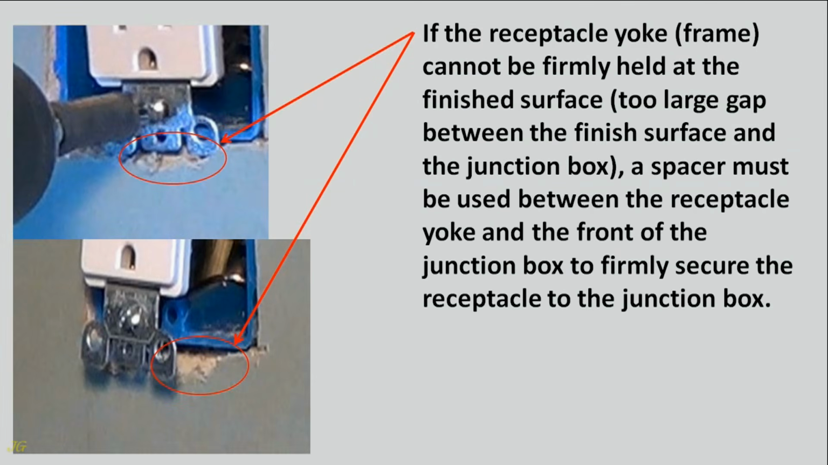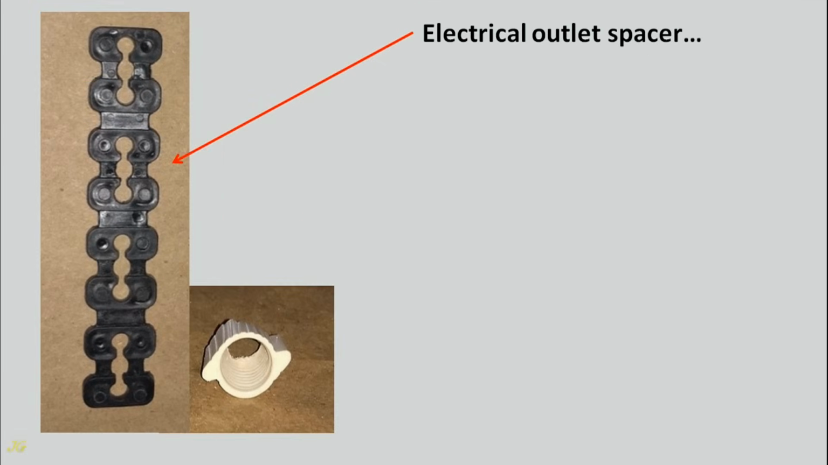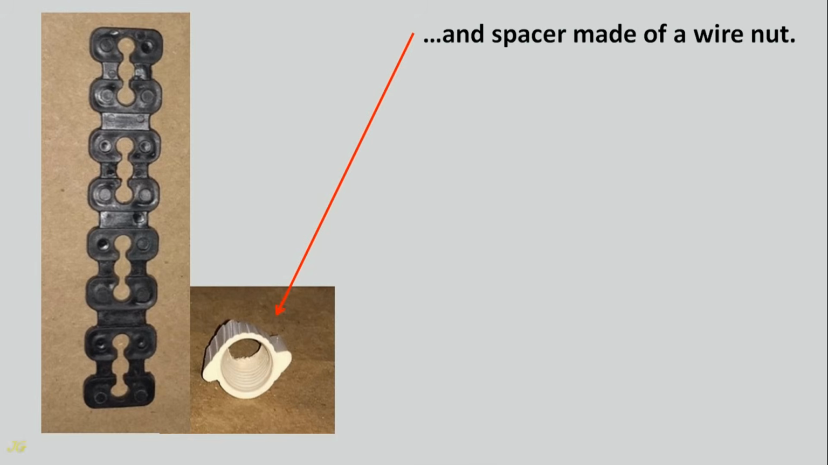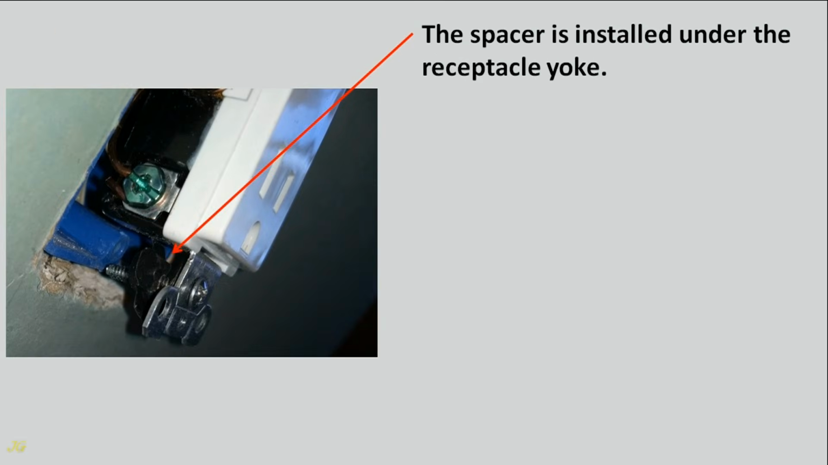If the receptacle yoke, frame, cannot be firmly held at the finished surface due to too large a gap between the finished surface and the junction box, a spacer must be used between the receptacle yoke and the front of the junction box to firmly secure the receptacle to the junction box. Electrical outlet spacer. A spacer made of a wire nut. The spacer is installed between the receptacle yoke and the front of the junction box, so that the bottom surface of the yoke is flush with the finished wall surface. The spacer is installed under the receptacle yoke.